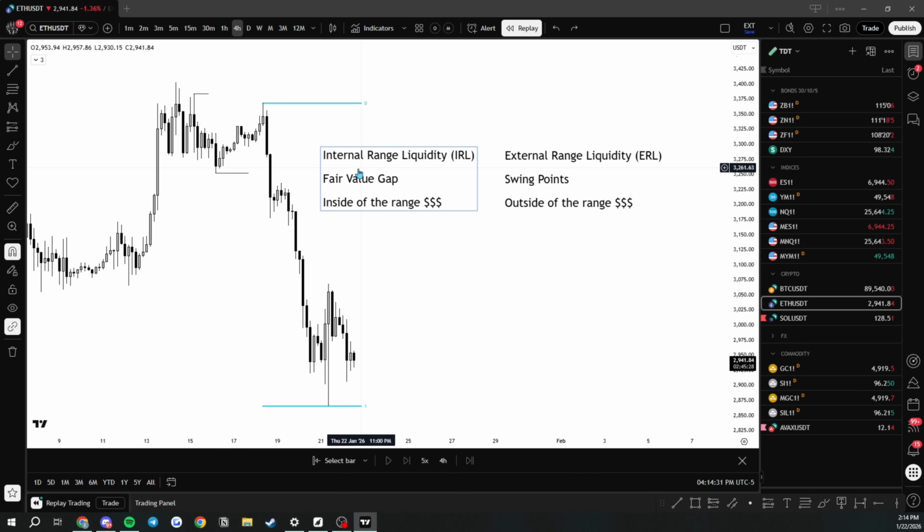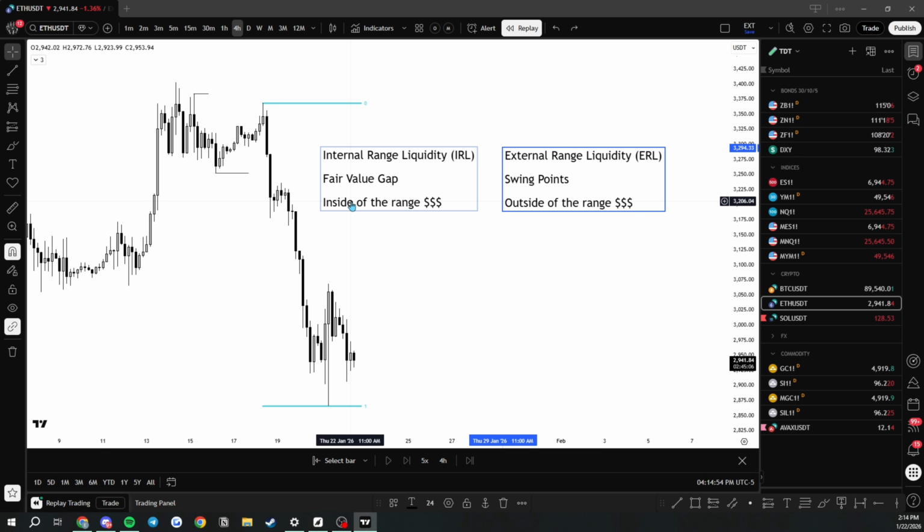Fair value gaps form when price expands. And so they end up somewhere inside of the range, and swing points get formed outside of the range, right? When we say outside of the range money, we're mainly talking stop losses. When we're talking inside of the range money, we're mostly talking unfilled orders, people that didn't get counterpartied, so to speak. Okay, so now that we understand what ERL and IRL are and what they look like, we can start to get into why they're important.